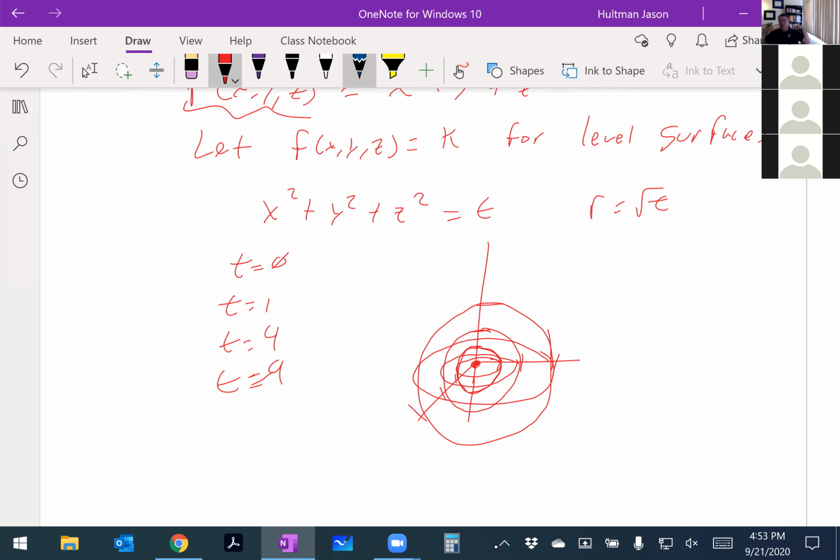Okay. So it's expanding, right? As t increases, the level surfaces expand to become greater spheres.